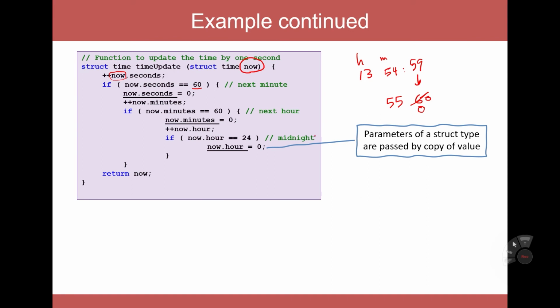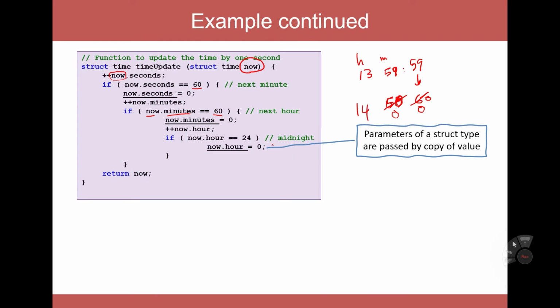But imagine this one was 59, and when you increase by 1, it will be 60. So when this one becomes 60, I check again one more time: is now dot minutes equal to 60? If it's equal to 60, then change this one to 0, and then increase the hour one more.